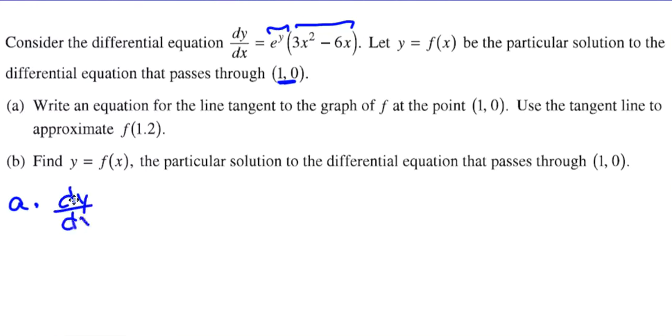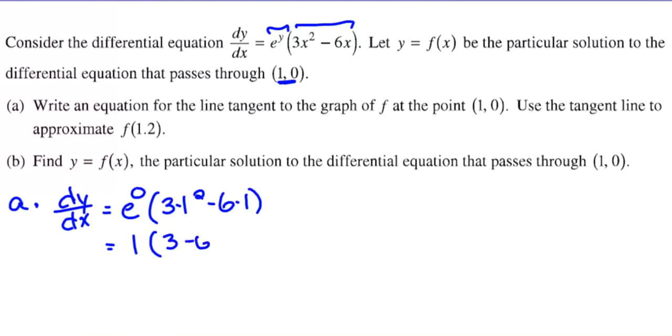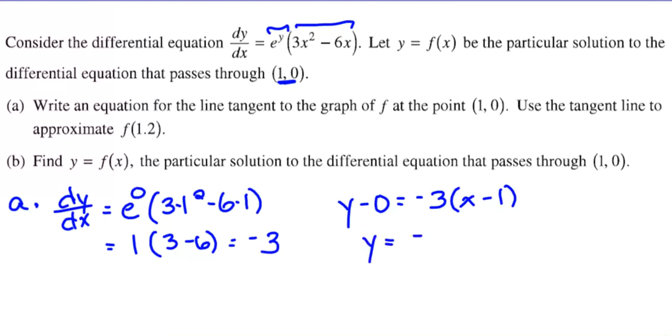dy over dx is equal to e to the y, which is 0, times 3 times 1 squared minus 6 times 1. So e to the 0 is, of course, 1. 3 times 1 squared is 3, minus 6. So that gives us a negative 3 for our slope. So writing the equation, y minus 0 is equal to negative 3 times x minus 1. Just like with the previous problem, except this time it's with the y. I don't leave that 0, okay?